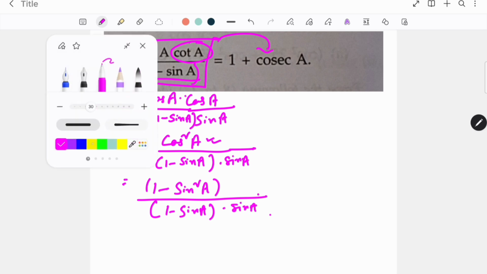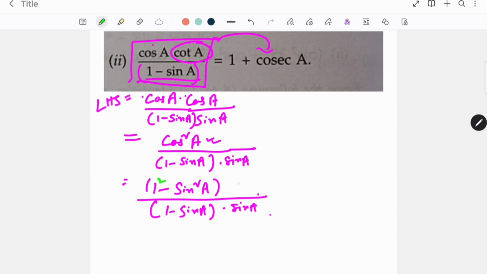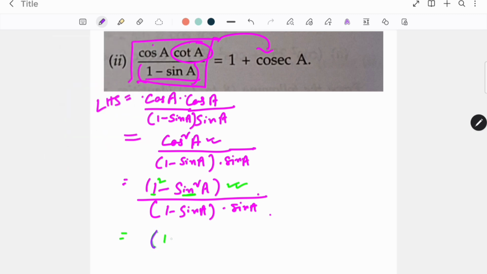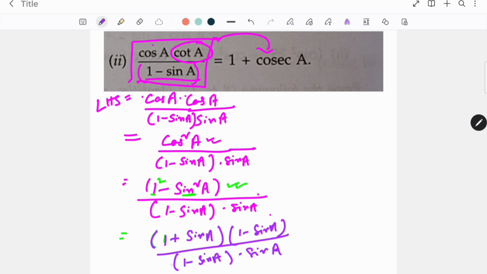Now here this 1 means 1 square. So up here A square minus B square formula you can put, and the formula is A plus B into A minus B. So you can write 1 plus sine A as A plus B, and 1 minus sine A as A minus B. Down 1 minus sine A is here into sine A. This 1 minus sine A will cancel each other.